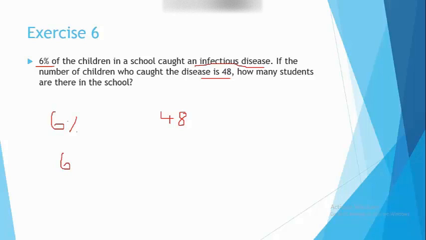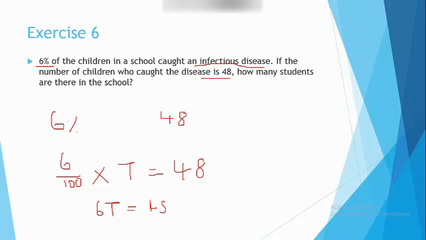So to make a calculation, 6% equals 6 over 100 of the total, which would give us 48. So we have to find the value for t, which is the total number of students in the school. In order to do that, we need to get rid of the 6 and 100 from the t, so that t would be alone on the side. To do that, we multiply both sides by 100 to get rid of the 100 with the t.